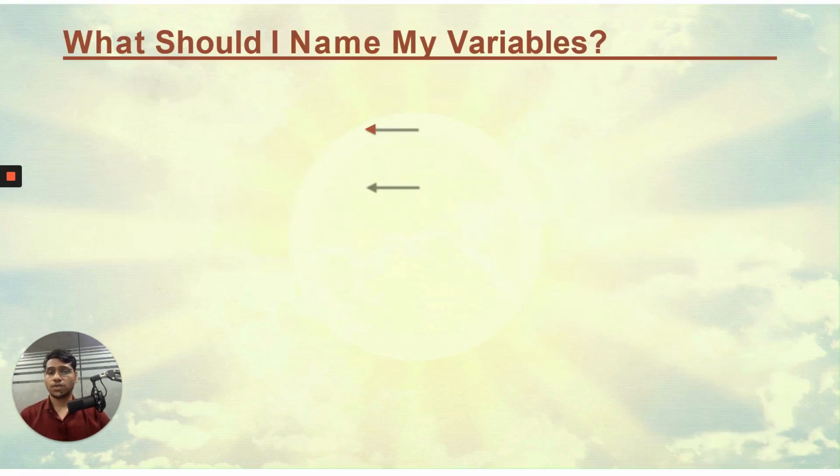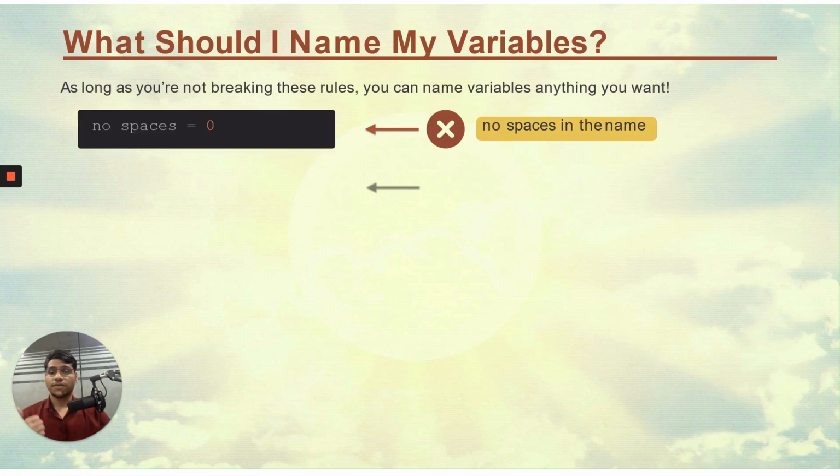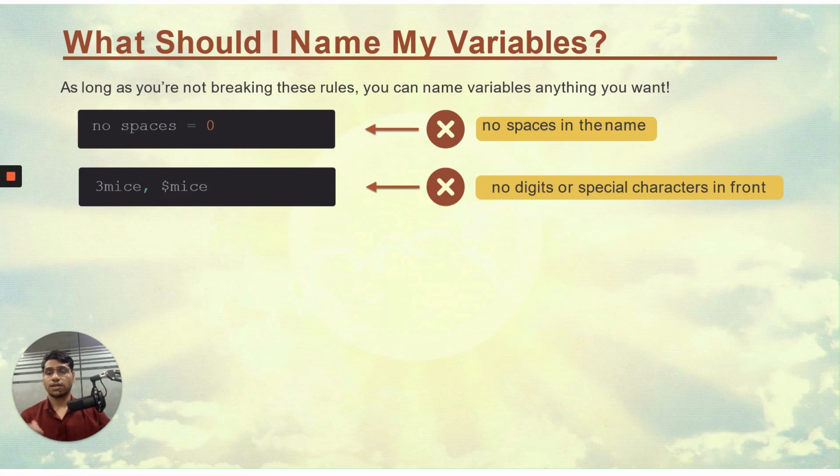Now there are a few rules that you have to remember whenever you are naming your variable. The first rule is your variable should not have any space in it. The second rule is your variable should not start with a number or a special character. So these are the two rules that you have to remember.